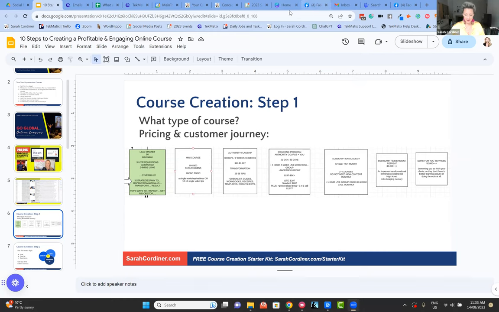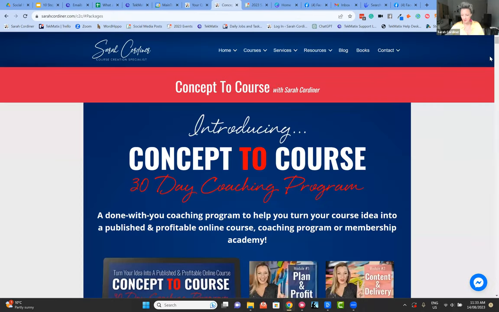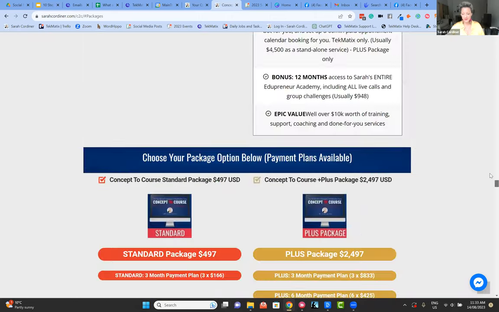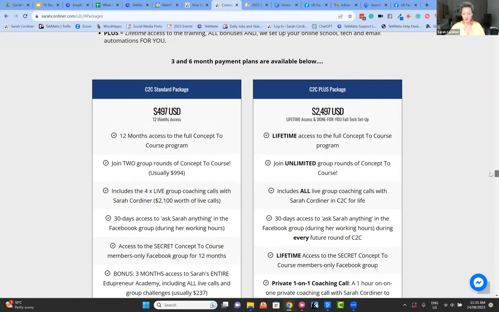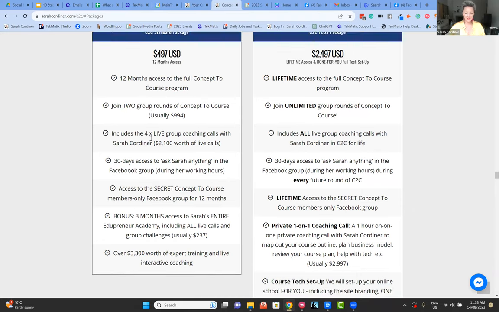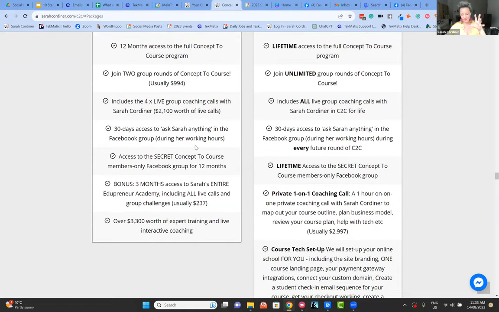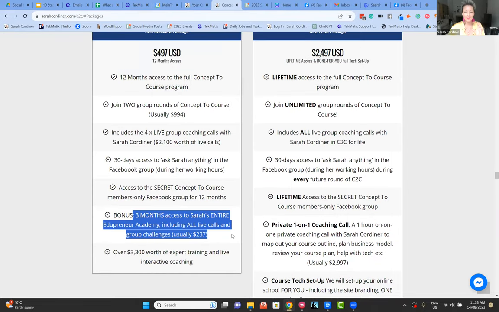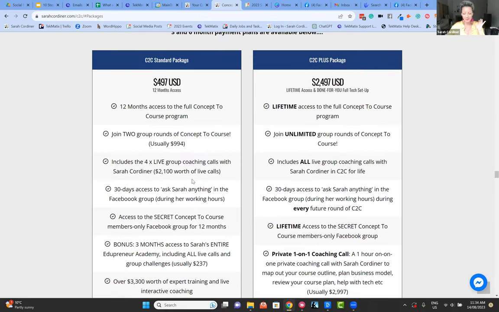So if I give you an idea of how I do this with my Concept to Course program, I have a lower price ticket option that actually came about because people said, I really want to join, but I don't want all of the stuff you offer. So for example, in my Concept to Course program, they get 12 months access to Concept to Course. They get to take 2 rounds of Concept to Course, because I was noticing a lot of people come the first time round to create a mini course, and then they come back a second time round to create their coaching program or their membership. They get loads of other stuff, but basically they get a bonus of 3 months access to my entire Edupreneur Academy.